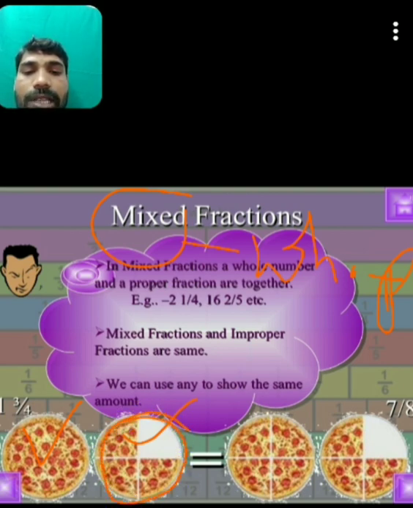So totally this is 1 plus 3 by 4. So how do we write it? 1 3 by 4, or 1 3/4. This is nothing but a mixed fraction. So the mixed fraction is nothing but an improper fraction; improper fractions can be written as mixed fractions.